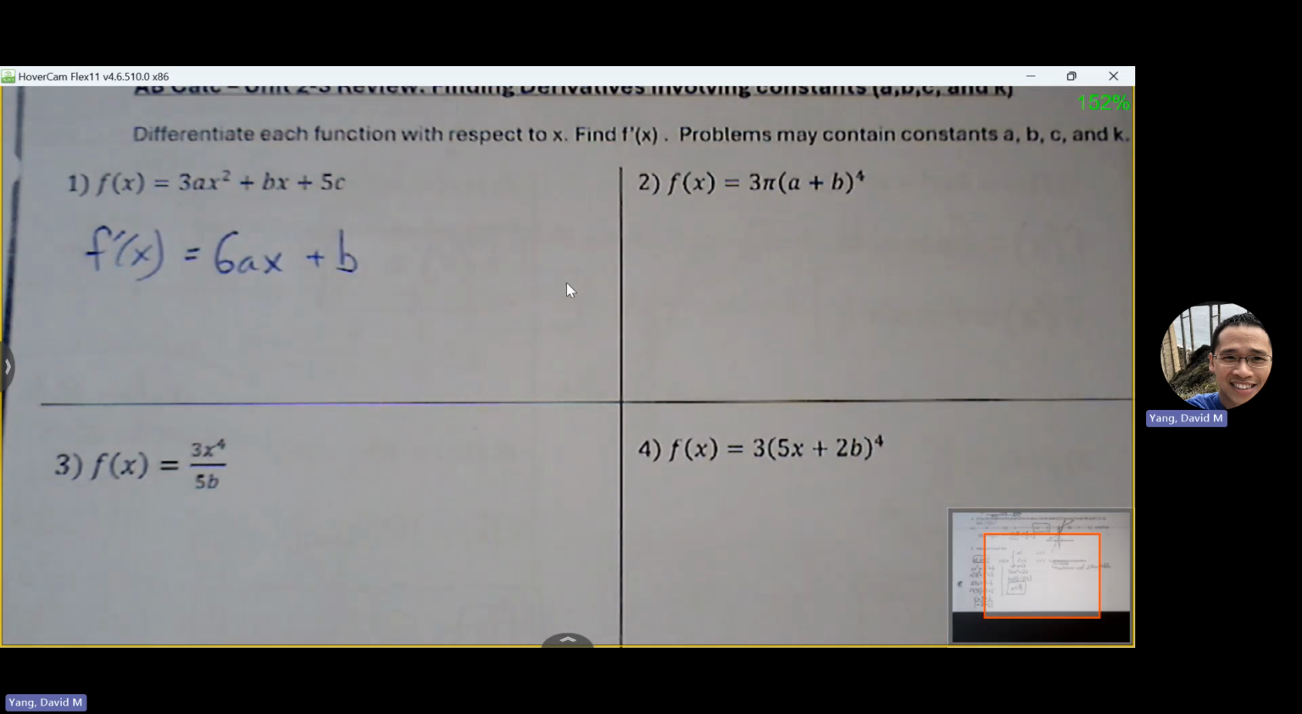We don't say 5c becomes 5. Remember, c is not a variable. 5c is a constant.